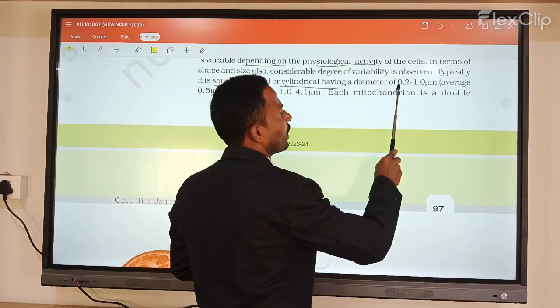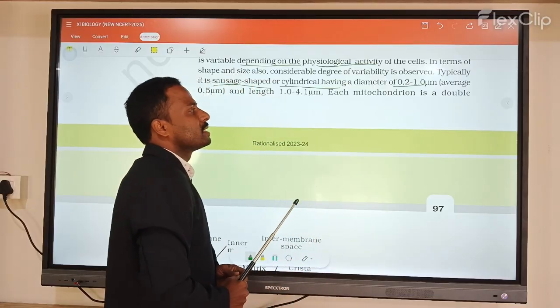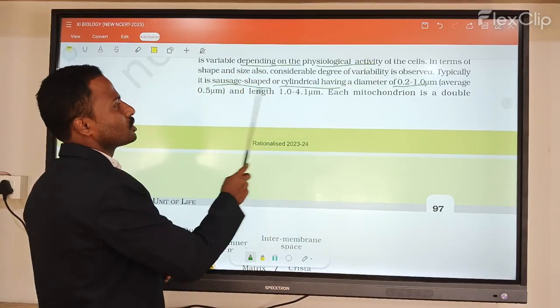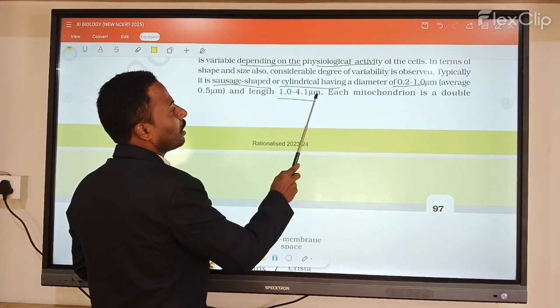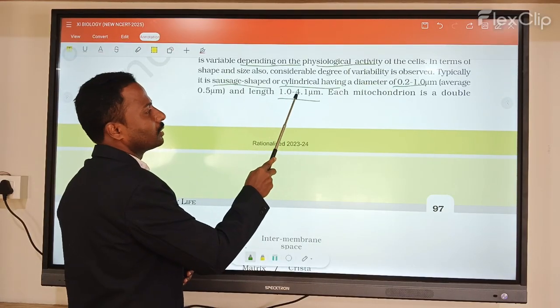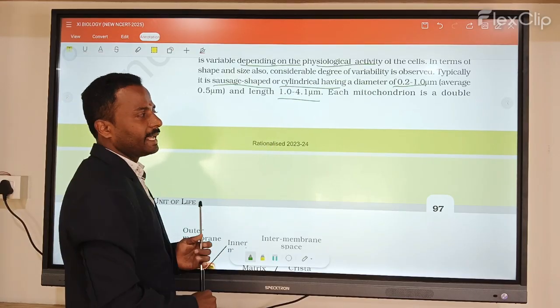The diameter averages around 0.2 to 1.0 micrometers, average 0.5 micrometers, and the length is around 1.0 to 4.1 micrometers.